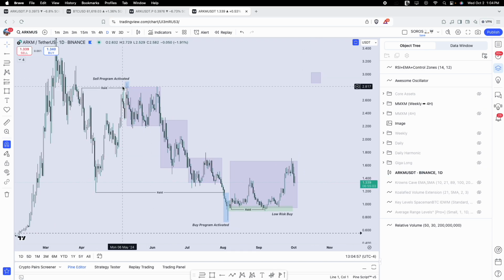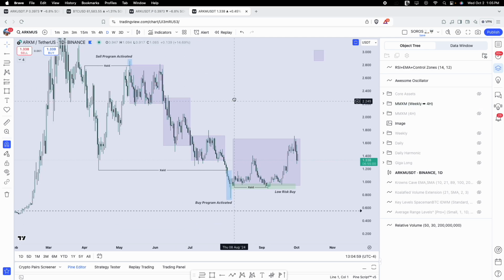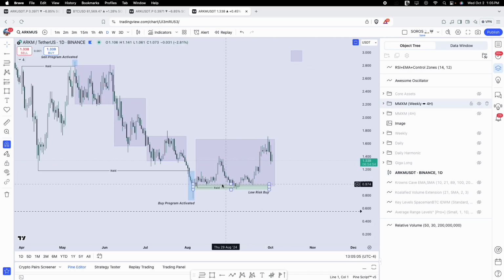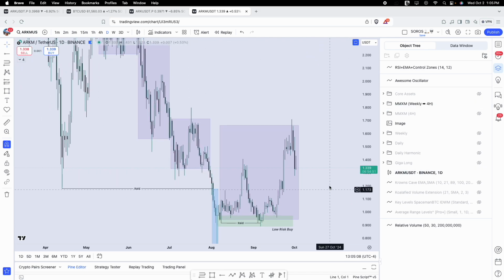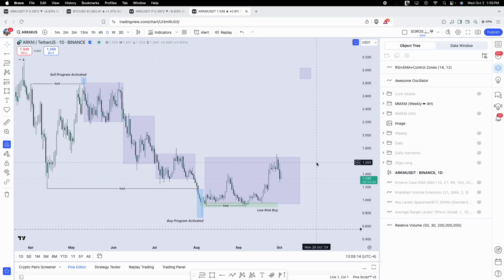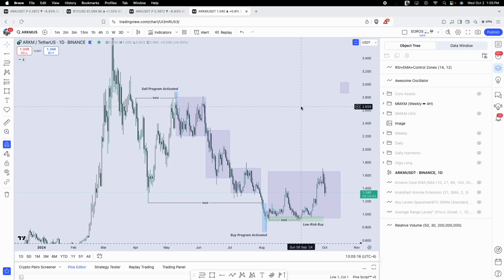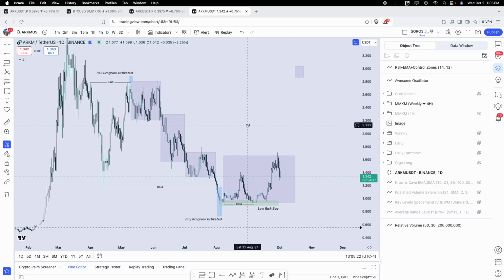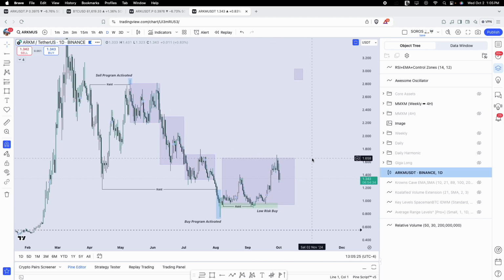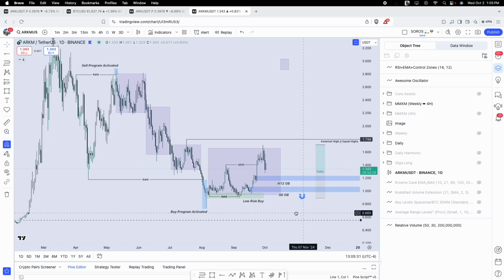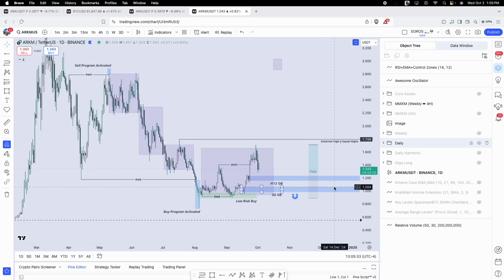So above this high, you had a raid, consolidation, consolidation, consolidation, purge, buy program activated, low risk buy, where they basically purge the internal range. And now I believe we're in a consolidation zone targeting up here somewhere. So we'll see where this goes. Ultimately, I think this is in a buy program. You're just waiting on the deeper discount entry. And then I'm going to be looking to go long somewhere in that range that we identified around $1. So like $1.05, $1.06 down to 98.